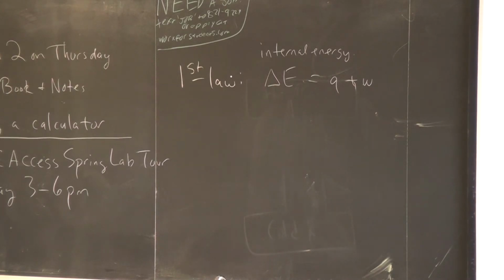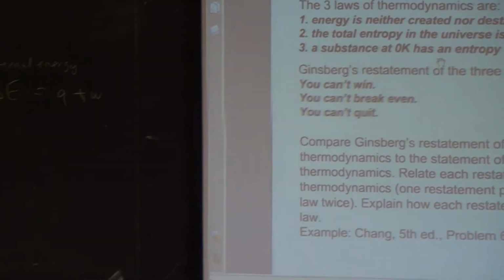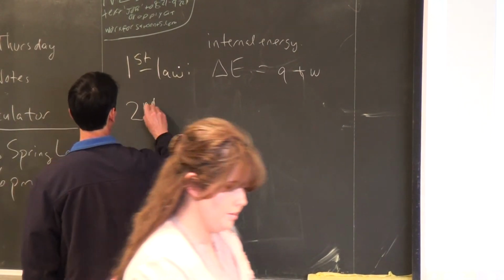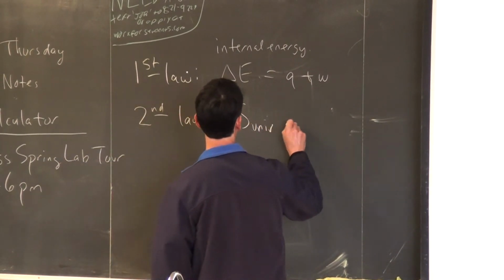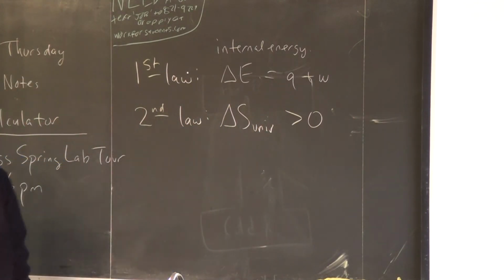The second law states that the total entropy in the universe is increasing. So what does that tell us about delta S in the universe? Is it greater than 0 or less than 0? Yeah, so for the second law, delta S in the universe is increasing. So if this is the case, is the universe expanding or is it contracting? Expanding.